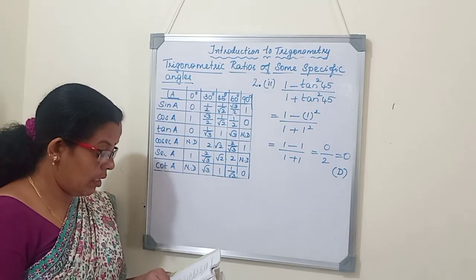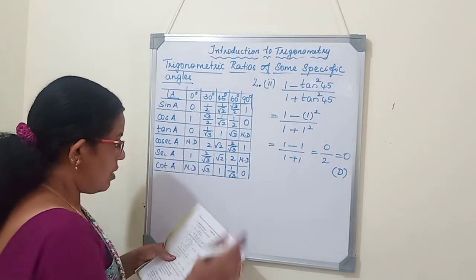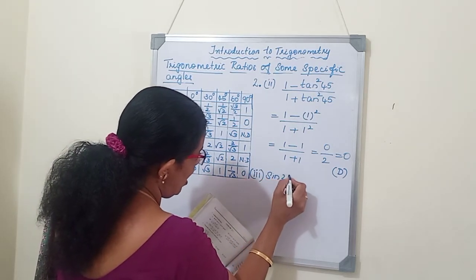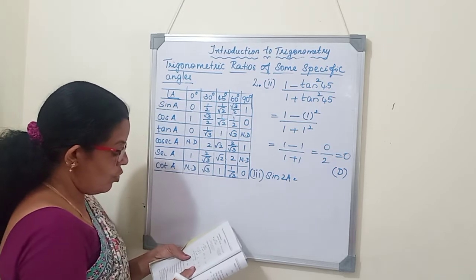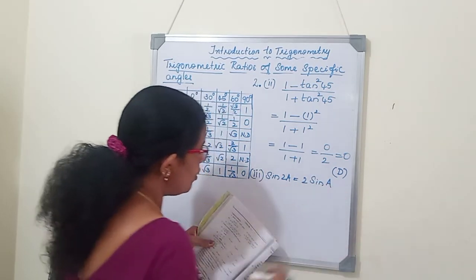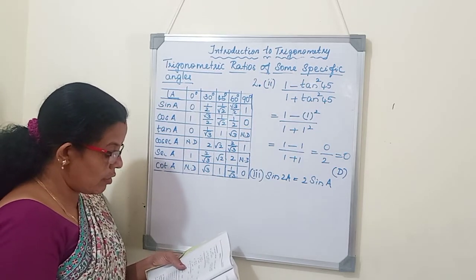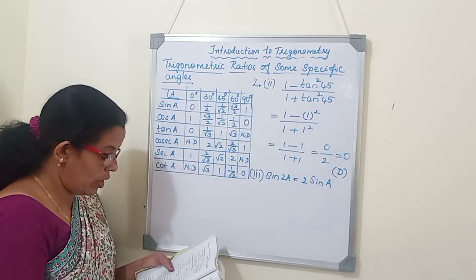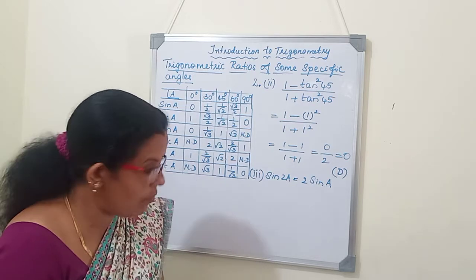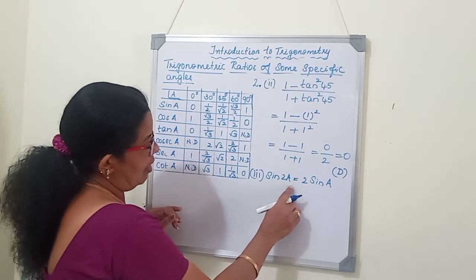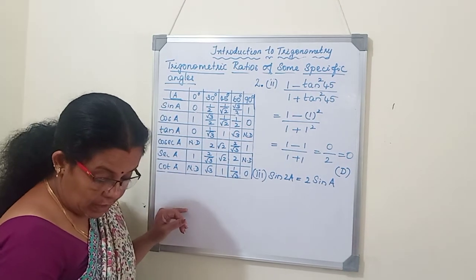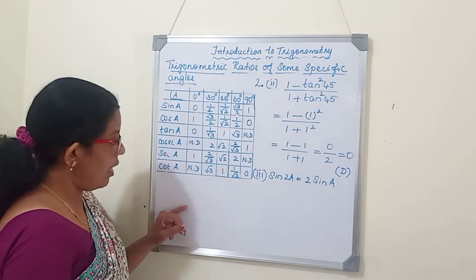Now we will see the third question. Third question is sin 2a is equal to 2 sin a. Sin 2a is equal to 2 sin a is true when a is how much? 0 degree, 30 degree, 45 degree and 60 degree. They have given 4 options. We'll check it. Sin 2a is equal to 2 sin a. Which answer is correct? Here the options they have given 0 degree.